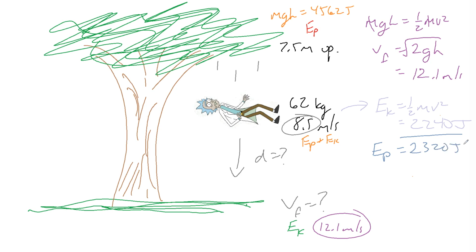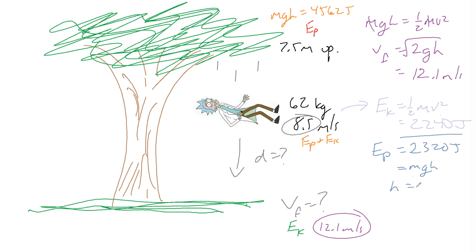So pretty even. At that location, 2240 of that was kinetic. The remaining 2320 was potential. So those two added up will still give me pretty much the same total energy I started with. So I just have to take this, make that equal to the mgh, and it'll tell me the height off the ground.